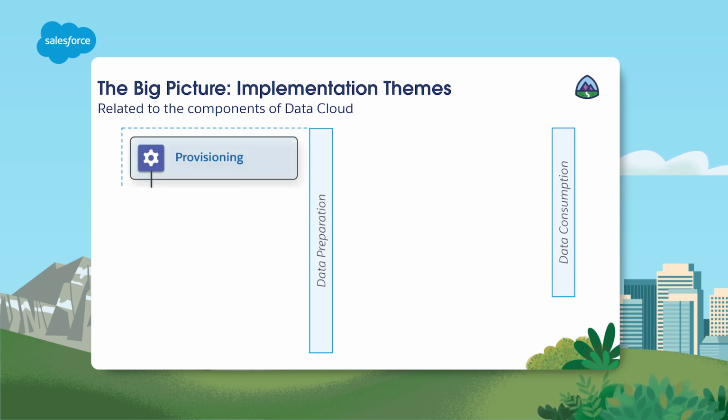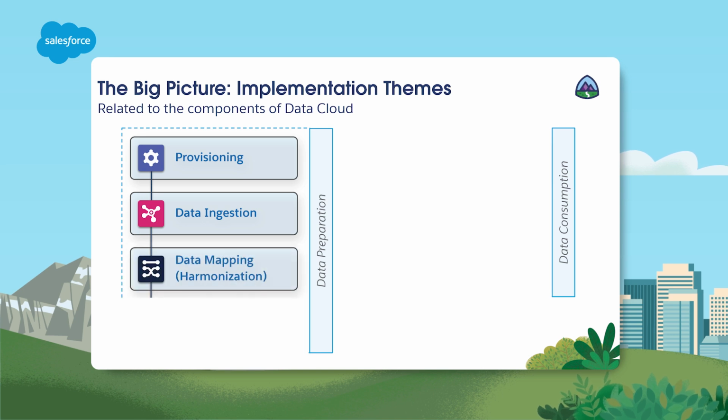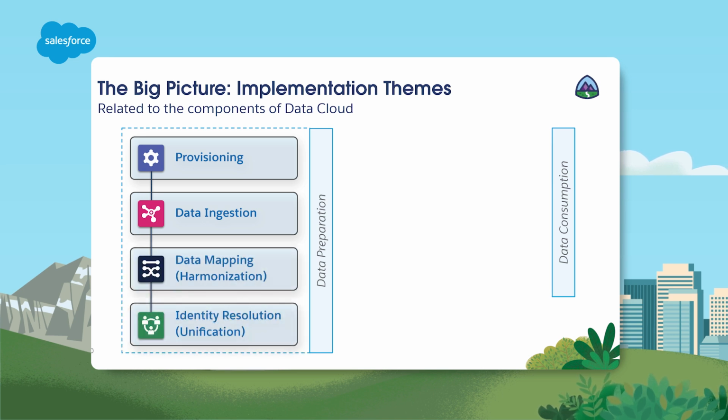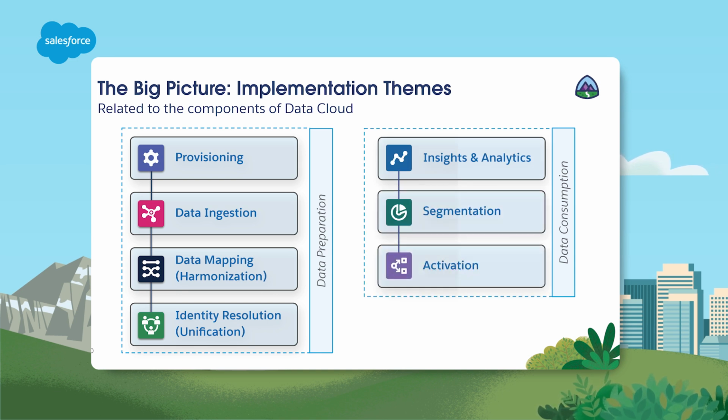Provisioning includes these actions. Provision and set up Data Cloud instance, users, and permissions, and configure integrations to source or target systems. Also shown here are the implementation steps related to data consumption, segmentation, activation, as well as insights and analytics. One of the first big decisions that must be made is where to provision Data Cloud.